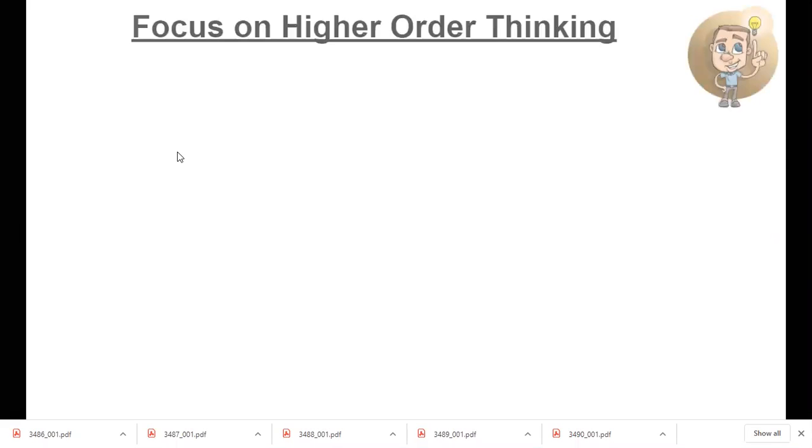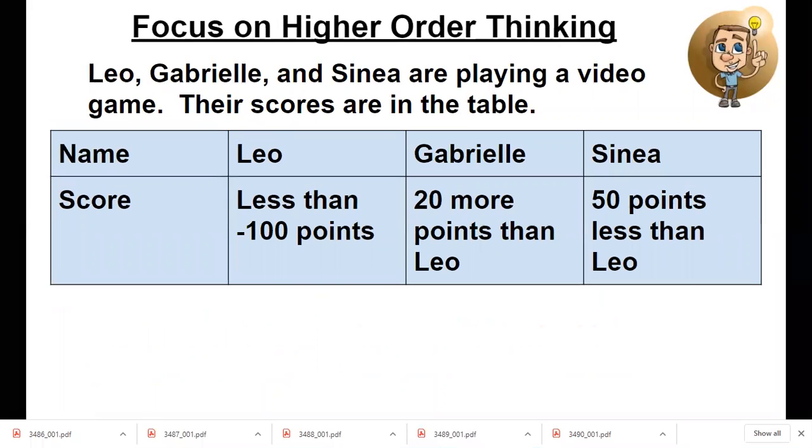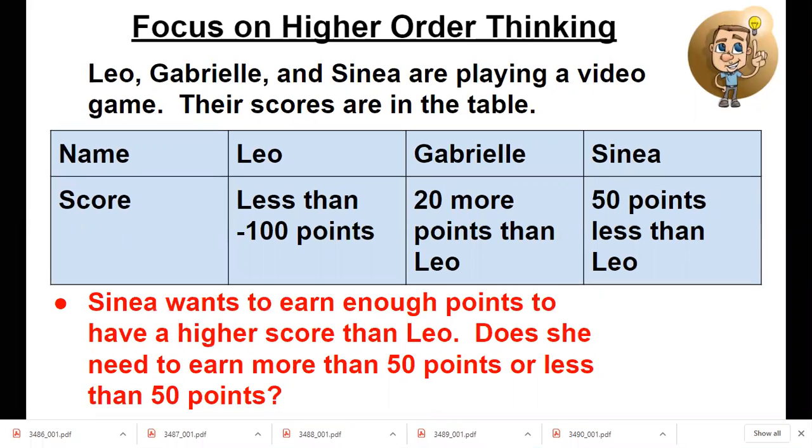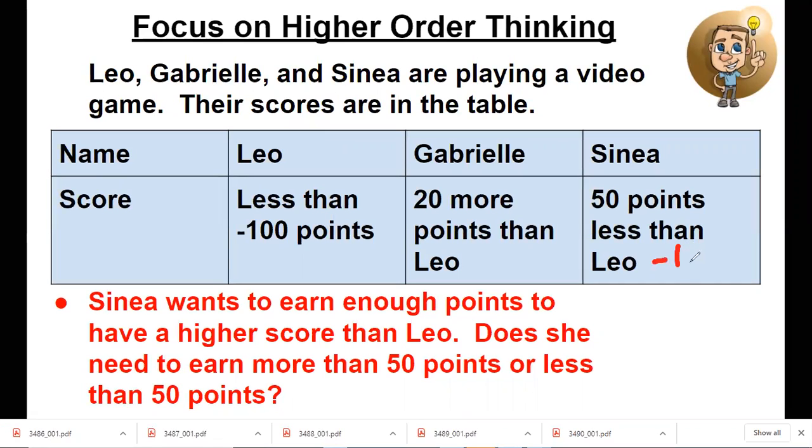Okay? Same people, same table. Next question. Sinia wants to earn enough points to have a higher score than Leo. Does she need to earn more than 50 points or less than 50 points? Well, let's see what she's got. She currently has 50 points less than Leo. If he's already less than negative 100, let's say he's at negative 101, she's 50 points less than that. She's at negative 151, right? If Leo's at negative 101, she's 50 points less than Leo.